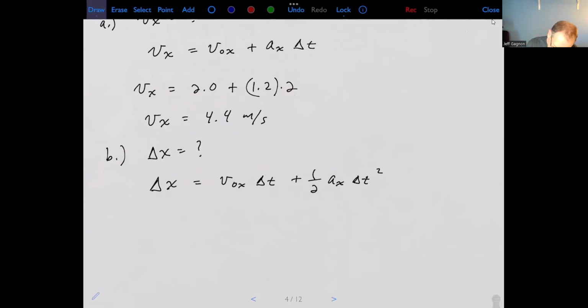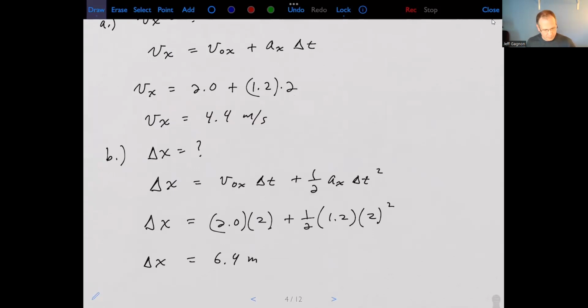And again, in this case, I don't even have to rearrange anything. I can just plug in, right? So this is going to be 2.0 times the time, which is 2 seconds, plus 1/2 times 1.2 times 2 squared. If you work that out, you're going to get 6.4 meters. Okay, so we know the final velocity at the end of the time interval, and we know the displacement, how far the runner went during that time interval.